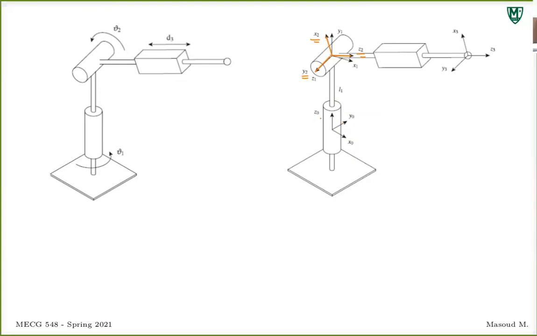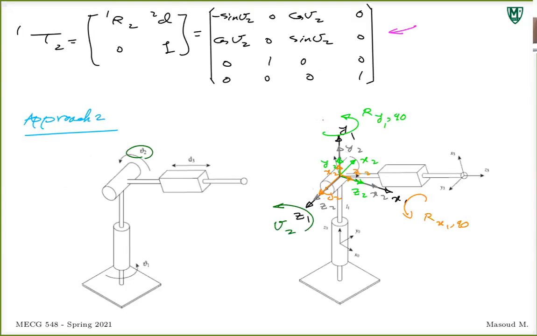Now, in order to get into these, I have to find my transformation matrix. The process is I have to put the second frame exactly where the first frame is at the beginning. That's the gray color frame, x2, y2, z2, which is aligned with x1, y1, z1. Nothing has happened yet.